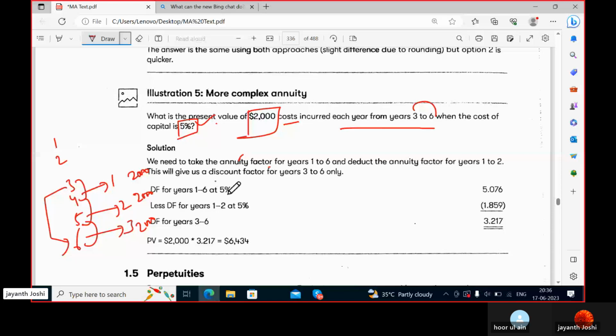Yeah. So the cost of capital was 5%, and the time period was how many years? Let's again go back.